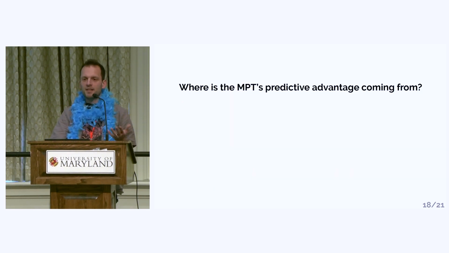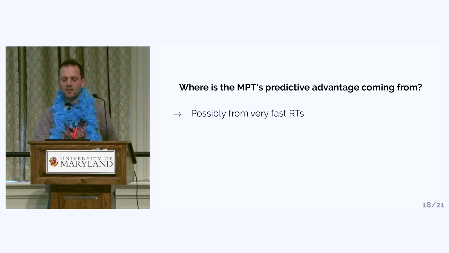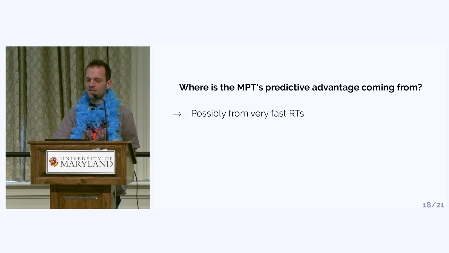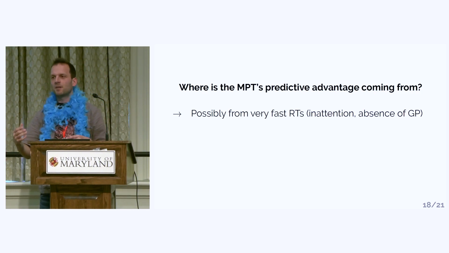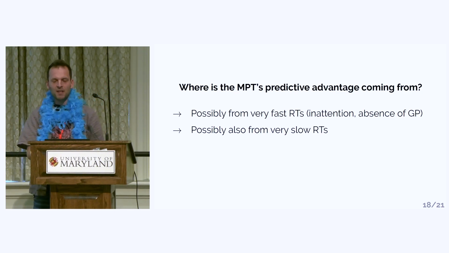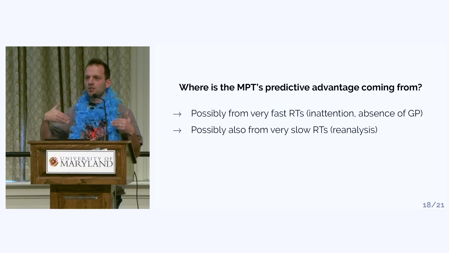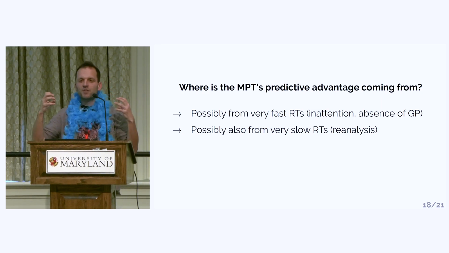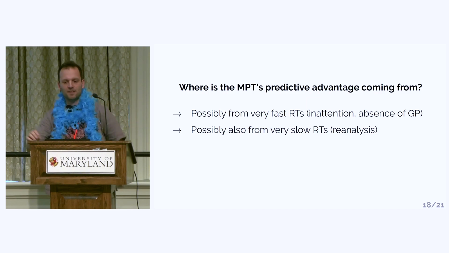Okay, so now we can ask, as a final thing, where is the MPT's predictive advantage over the base model actually coming from? Maybe it's the very fast RTs, right? Because we have that assumption that people are sometimes not garden pathed at all, or they're being inattentive, so maybe it's just lots of very fast RTs. Or maybe it's the very slow RTs where they're doing reanalysis, which I just said is very costly, which are kind of driving the advantage of the MPT in predicting the data.